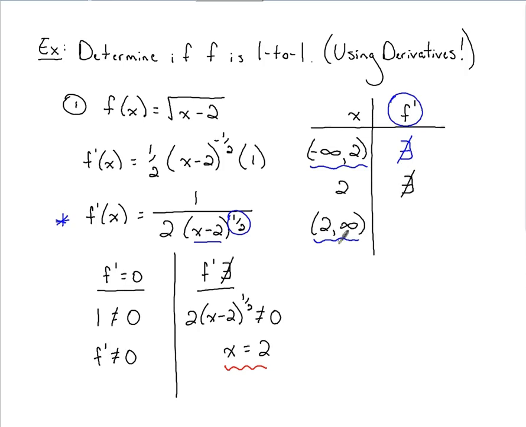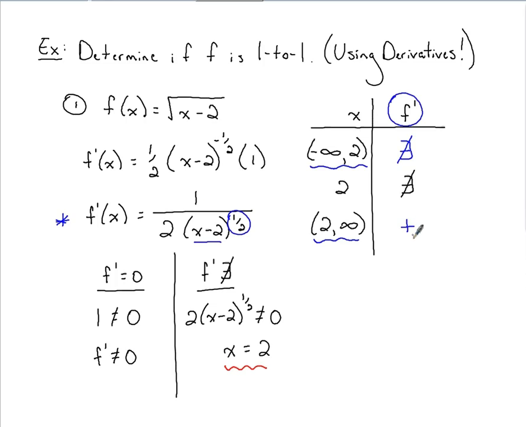As for this interval down here, selecting something that's greater than 2, say 10, if I plug in 10, you get 10 minus 2, 8, and you're taking the square root of 8. Okay, I didn't pick a great value there, though, but it is positive, right? That's going to be a positive answer multiplied by a positive number up here. No matter what I plug in for x, this is going to be positive.